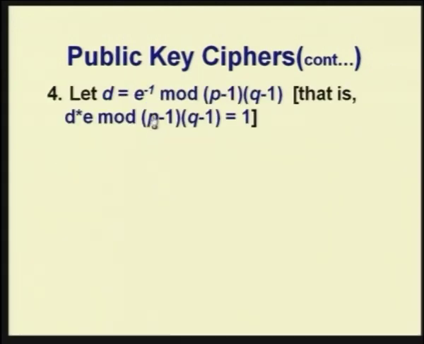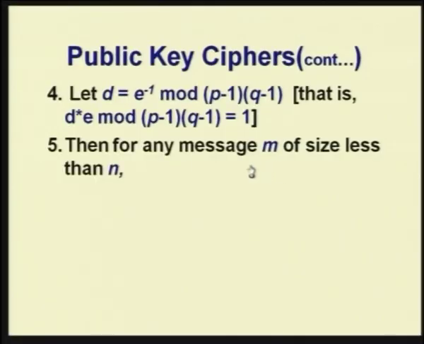Fourth step is to determine a value D, which is equal to E inverse mod (P minus 1)(Q minus 1). That is, D into E mod (P minus 1)(Q minus 1) should be equal to 1, right. So, this is how we determine the D. That is, if you take D into E mod (P minus 1)(Q minus 1), it should result in a value of 1. Okay. So, this is how we calculate the D. Then, for any message M of size less than n, your encryption is done using M to the power of E mod n.